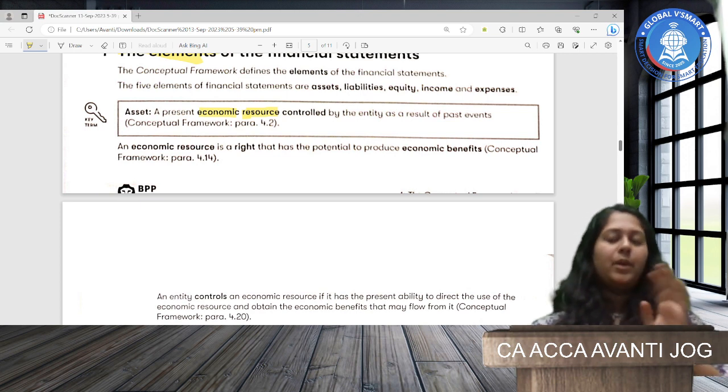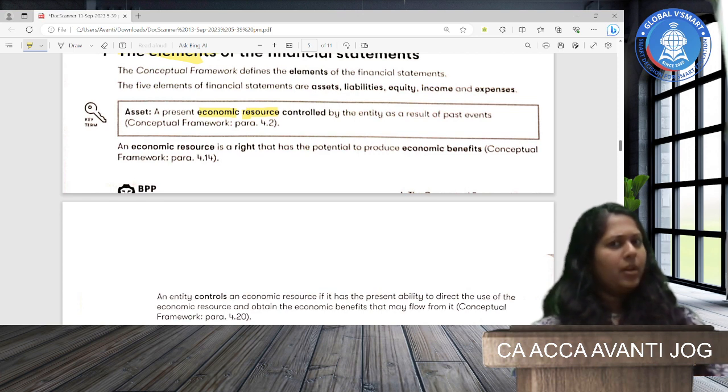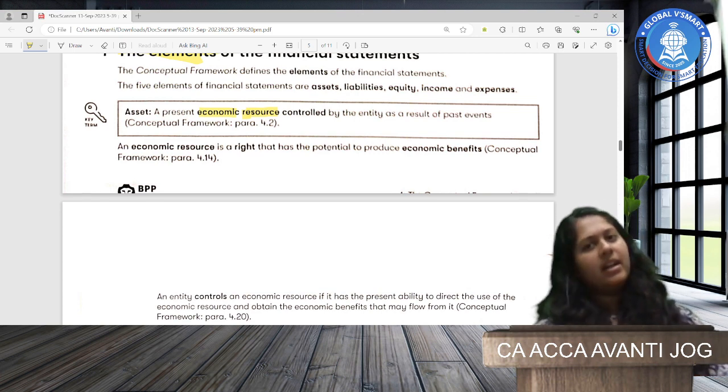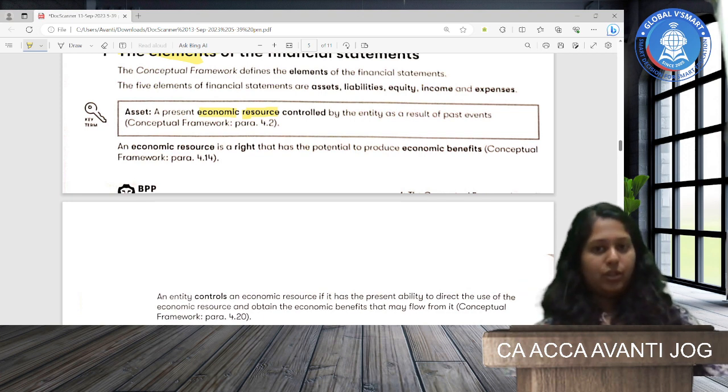Second is you have a building which is vacant, you can give it on rent. Okay, so that is not your main goods and services, but you can generate income out of it. That is also an asset. So, anything which is giving you income, return, is called an economic resource. Okay, controlled by the entity.